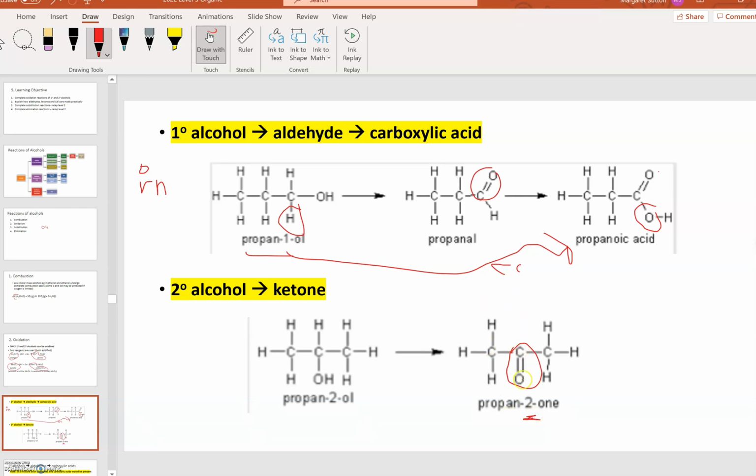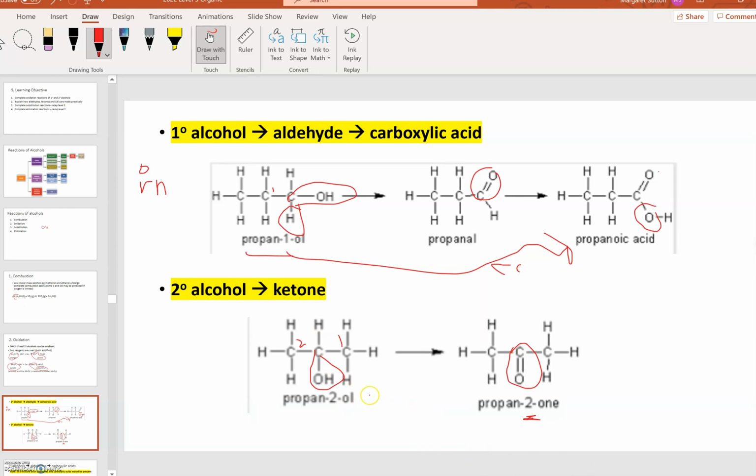So this is propan-2-one here, and it's formed from the oxidation of a secondary alcohol. Secondary alcohol, because the carbon that the OH is attached to is attached to two other carbons. And back up here we could say this was a primary alcohol because the carbon with the OH is attached to one other carbon. Okay, so that's the oxidation of a secondary alcohol to form a ketone.